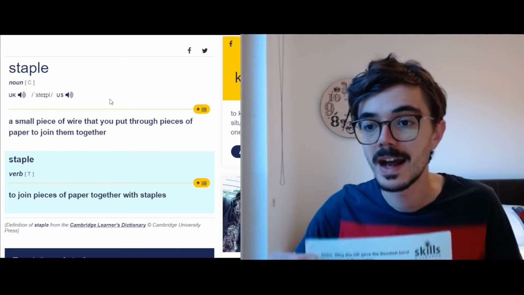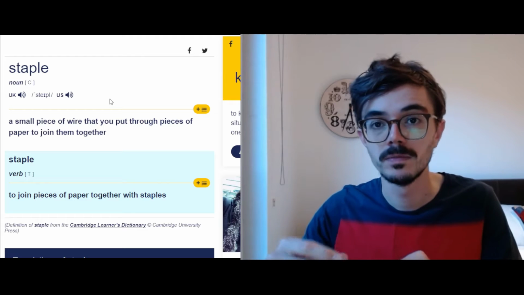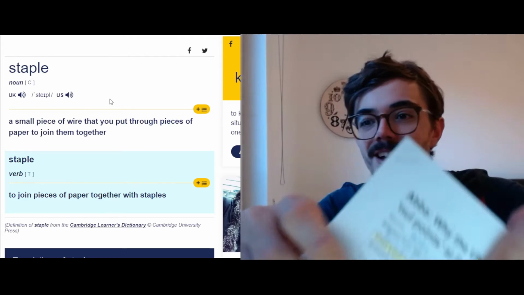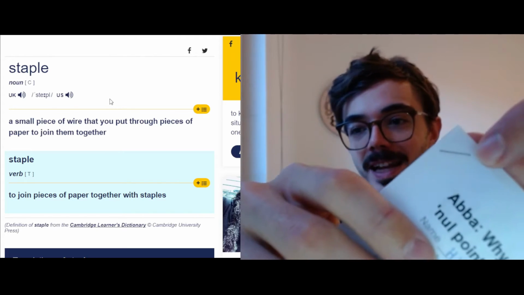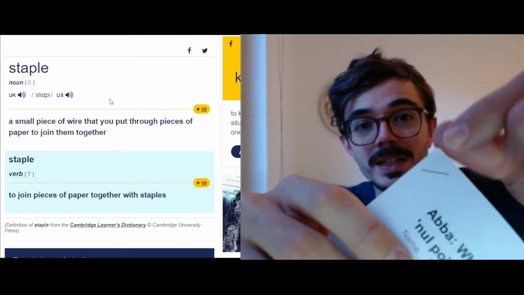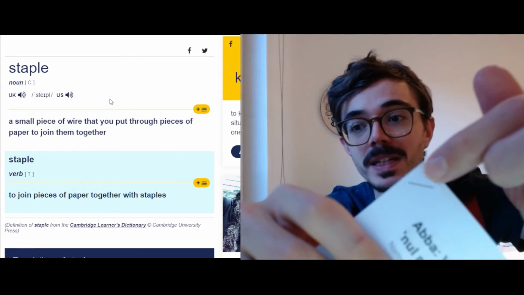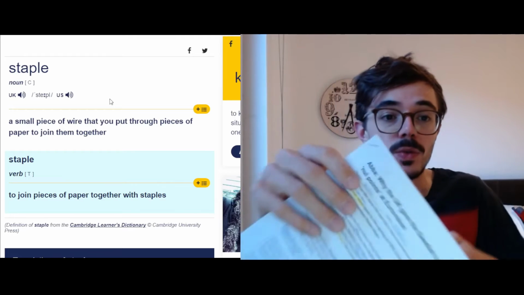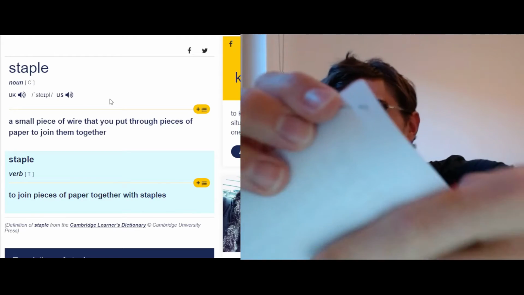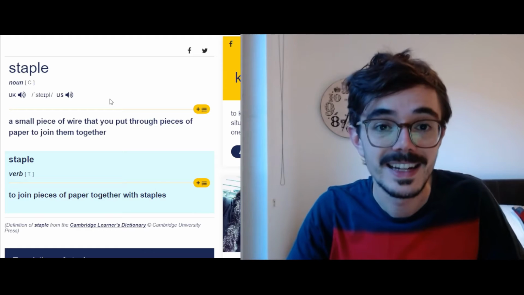Here you can see I have some of my students' work. I won't show you, but you can see here there's a staple to hold the pieces of paper together. So this is a little piece of metal wire, which holds the paper together, and we call that a staple.